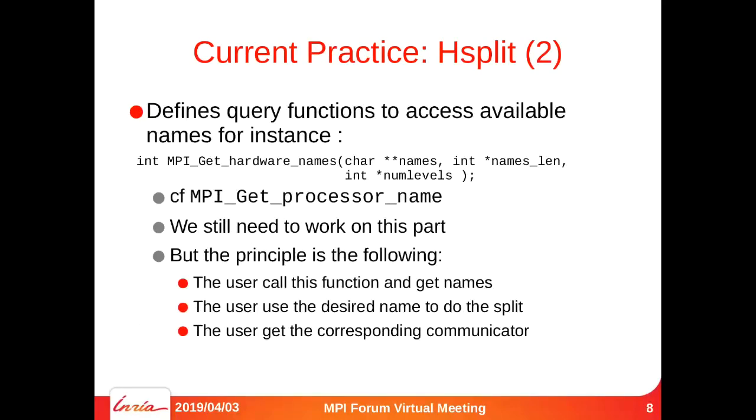Also, HSplit currently defines query functions to access available names. For instance, we have this function. The name might change. The interface is important, but not that important. It's once again the principle that is important. So we would have a function that the user could call in order to get an array of available names of resources that they can toy with. It would be something along the line of MPI_Get_processor_name, but instead it would give you names of resources. We still need to work on this part, but I think the principle is important. So the user calls this function and gets names, the user uses the name they want to do the splitting, and then the user gets a corresponding communicator and can use it.